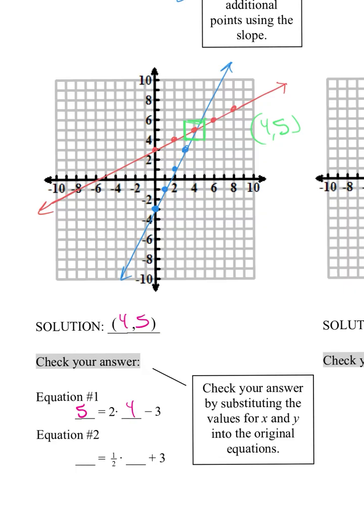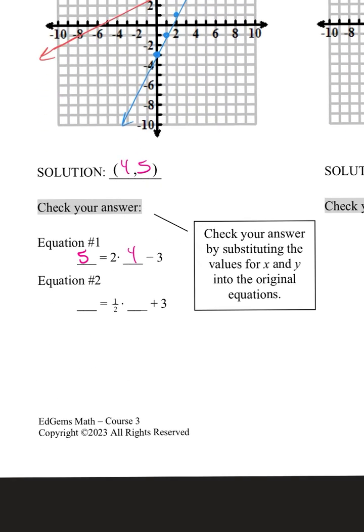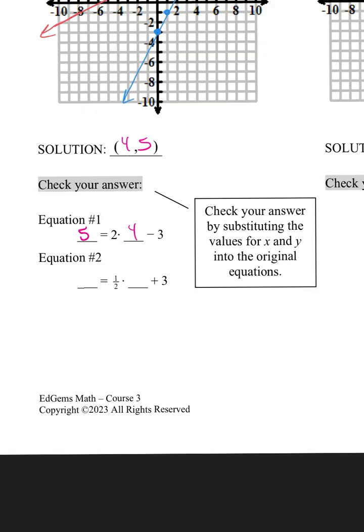So I'm going to scoot up just a touch. And I'm going to write this one over here. So we're going to go 5 equals 2 times 4 minus 3. Let's solve this, or simplify it. So 5 equals 2 times 4 is 8, so 8 minus 3. And then 5 equals 8 minus 3, that's 5. Does that work? Yes, it does.